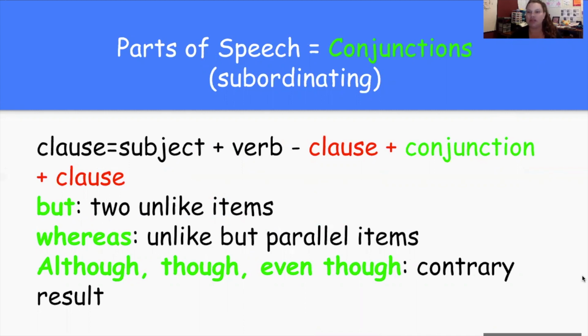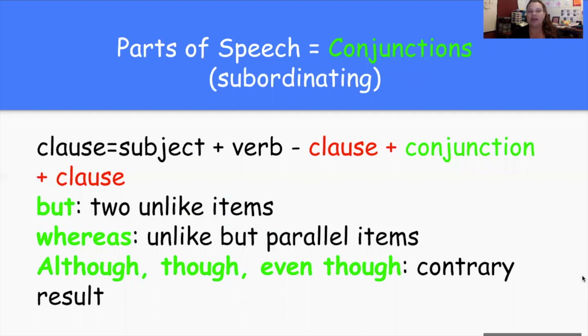Remember, our subject is going to contain a noun, and a noun is a word that names a person, a place, a thing, or an idea. Okay, so each clause is going to need a subject and then a verb. And a verb is a word that shows physical action, mental action, or a state of being. So when we build our sentences, we're going to need a clause, our conjunction, and another clause.